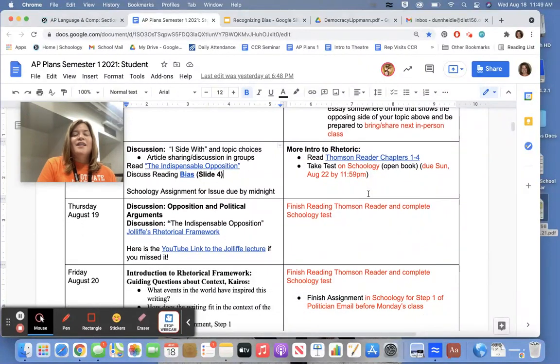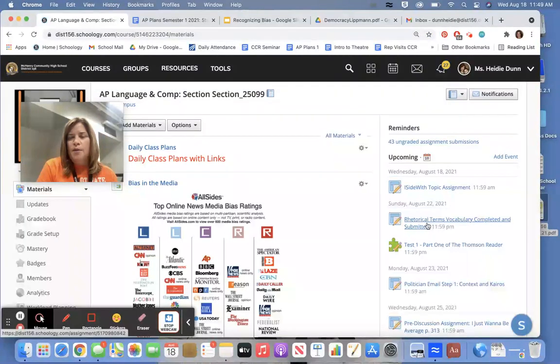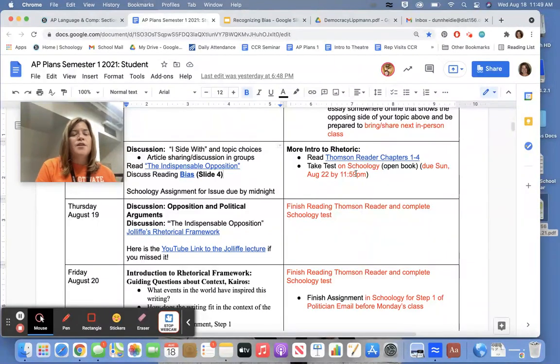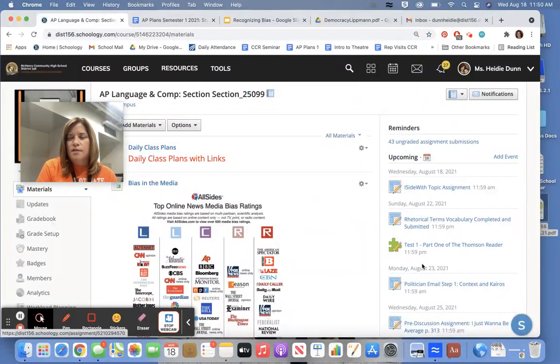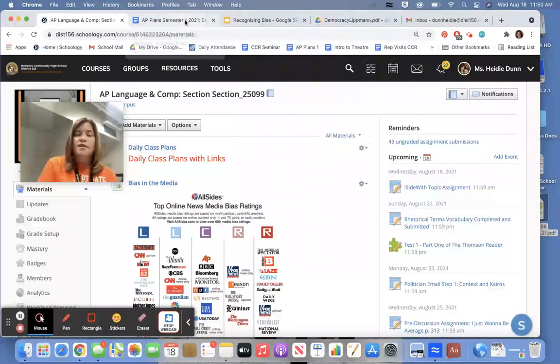And then you're also working on the rhetorical terms vocabulary, which is due on Sunday at midnight, but also due Sunday at midnight, if you take a look at this, is reading something and taking an open book test on Schoology. So you'll see, I think by the time class starts, this test will have opened up. So I'm going to have kids open up the test. It is not timed and it's resumable. So you can start it today and you can finish it on Sunday, but Sunday at midnight is when it's due, and that's when it'll collect from you.